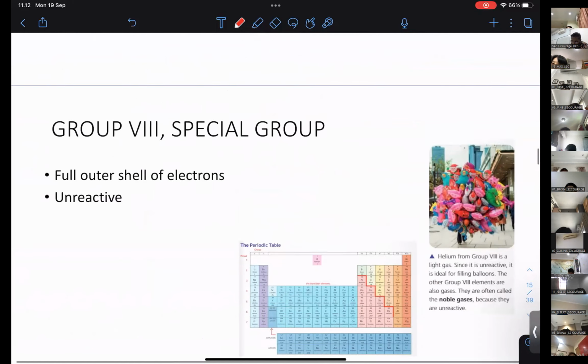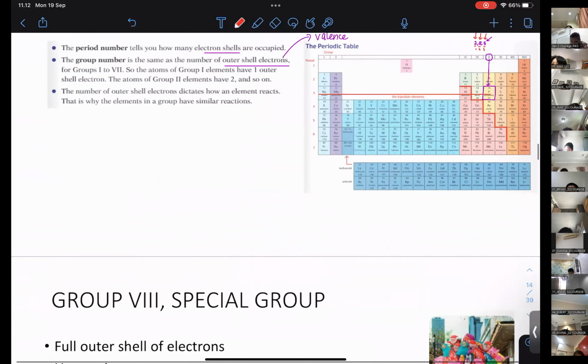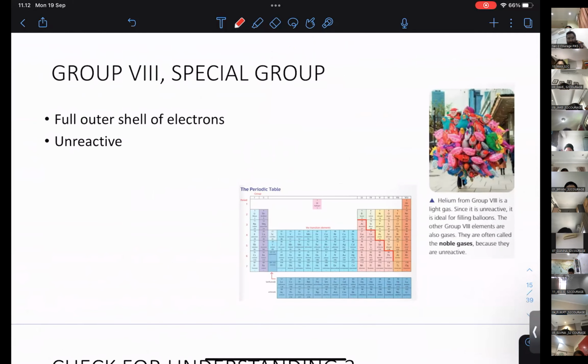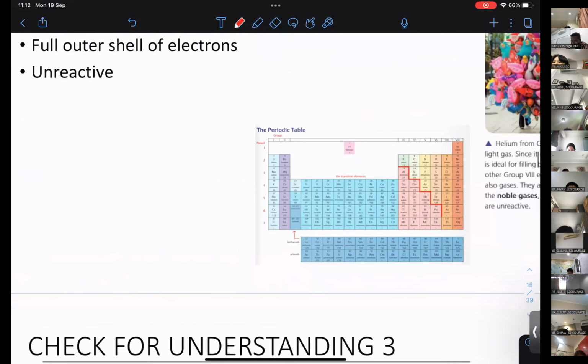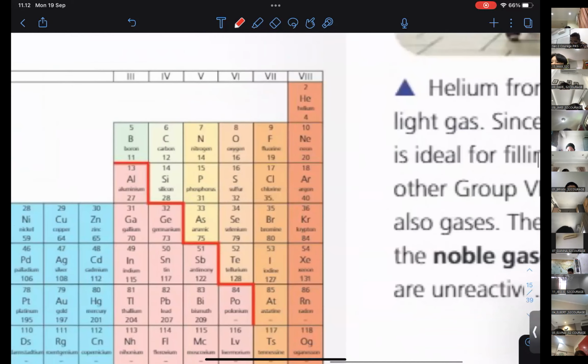we also have what we call group 8, which is known as the special group. The special group, group 8, has full shells of electrons, and we call it unreactive. When we look at group 8, all of them have 8 valence electrons except for helium. Helium only has 2. The valence electron is 2, but because the first shell is full with a maximum of 2 electrons.